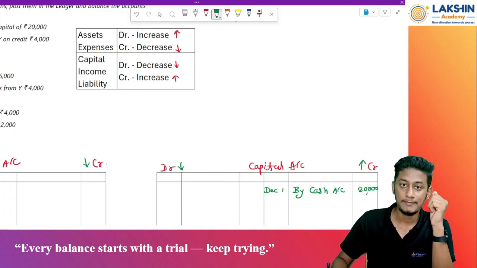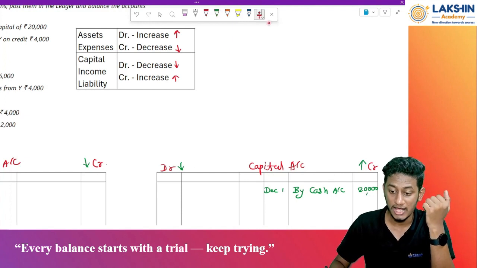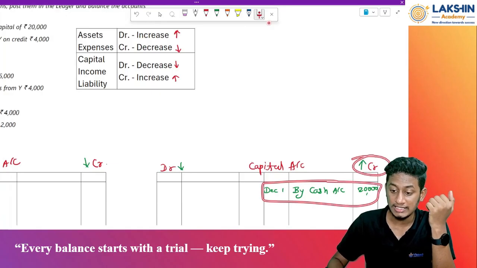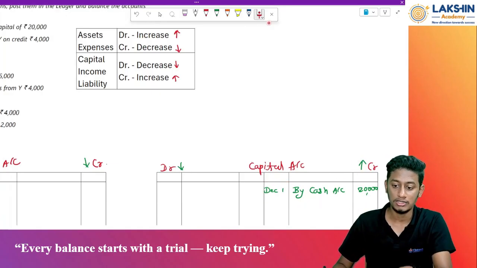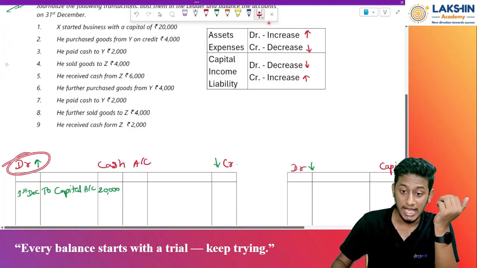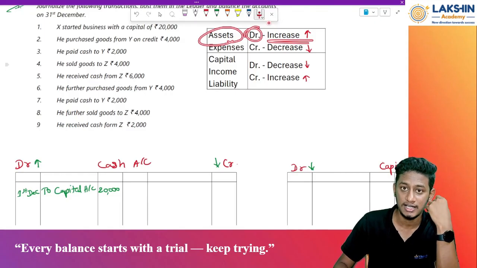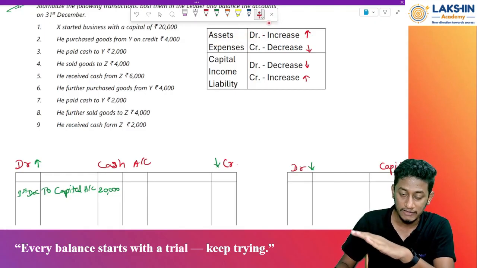Right? Any entry I pass on the credit side will increase the balance of the capital account. So therefore, I have passed the entry on the credit side of the capital account. On the other hand, on the cash account, I have passed the entry on the debit side. Why? Because any debit will increase the value of the asset in the ledger accounts. Okay, I am not at all deviating from the rule.